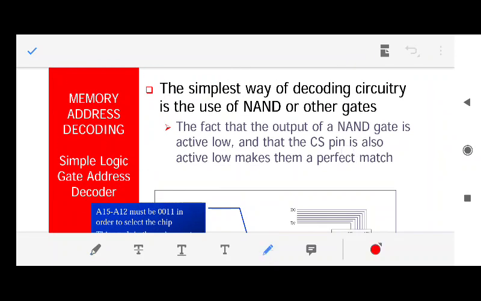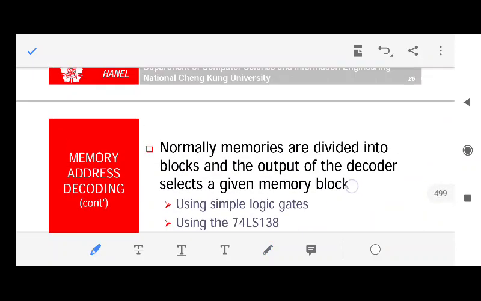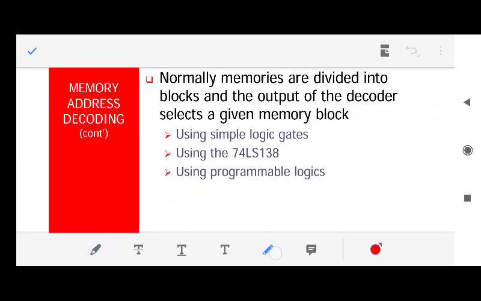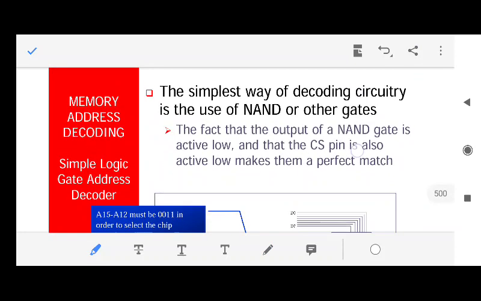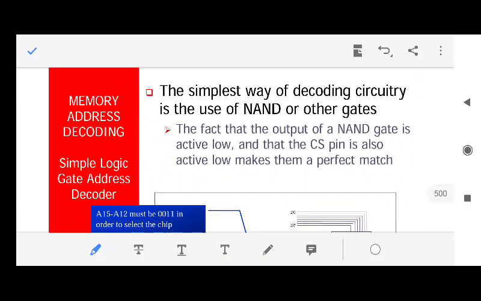One of the simplest ways, see, I have told you that there are 3 ways where you can do decoding: using simple logic gate, using the decoder, or using programmable logic. We will not use the last, but we will use examples of these 2 things. Either using the logic gate you can do the decoding, or you can use standard decoders which are available in the market. So the simplest way is using a logic gate. And what kind of logic gate? NAND type logic gate. Why only NAND logic gate? Why not AND? Why not NOR?